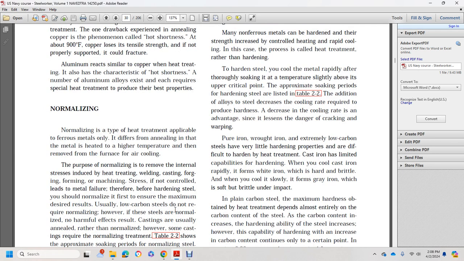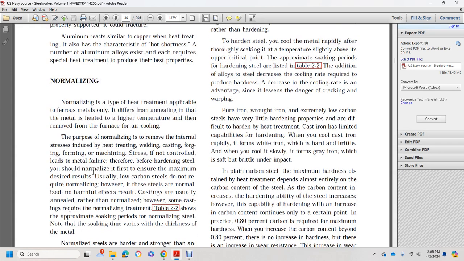Normalizing is a type of heat treatment applicable to ferrous metals only. The difference from annealing is that the metal is heated to a high temperature and then removed from the furnace for air cooling. The purpose of normalizing is to remove the internal stresses induced by heat treating, welding, casting, forging, forming, and machining. Uncontrolled stresses lead to material failure, so normalizing is usually done before hardening steel to ensure maximum desirable results. Low carbon steel usually does not require normalizing; however, if the steel is normalized, no harmful effects result. Castings are usually annealed rather than normalized. However, some castings require normalizing treatment.